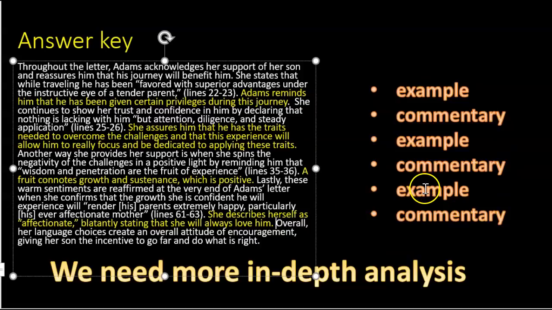If we're going to earn that sophistication point, we need more in-depth analysis. We need more commentary. So instead of just that one sentence, she could have spent at least 2 or 3 more sentences further explaining how that evidence shows a positive connotation, or why this matters, that fruit connotes growth and sustenance.